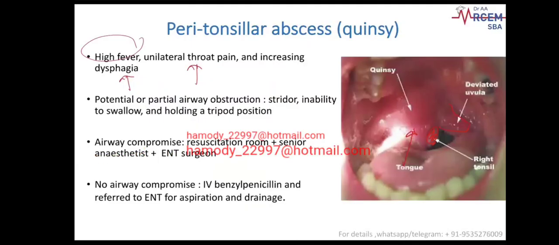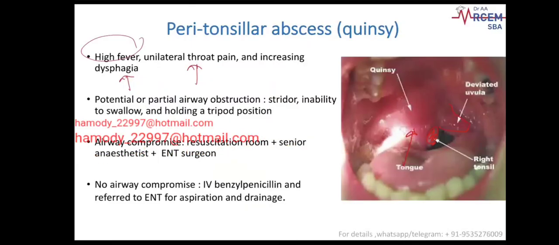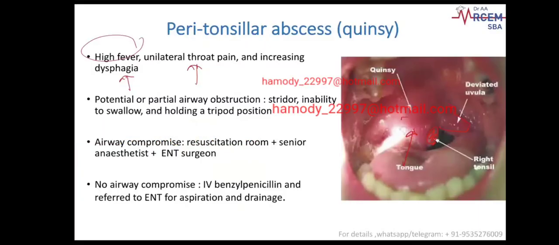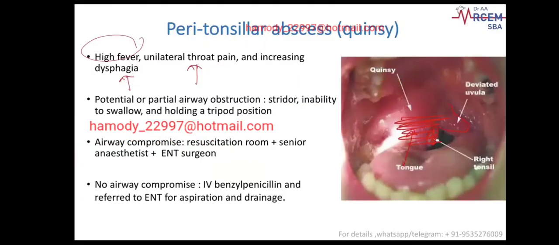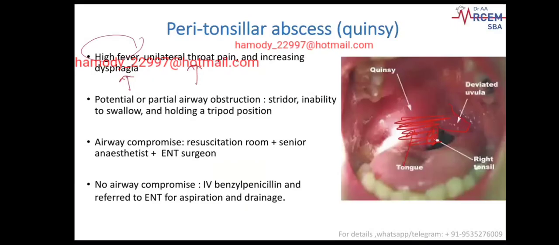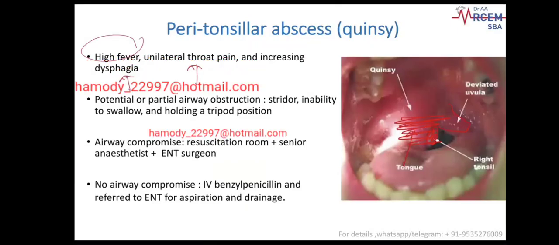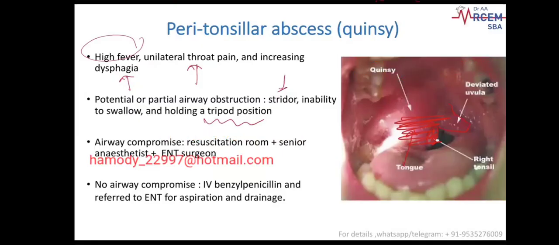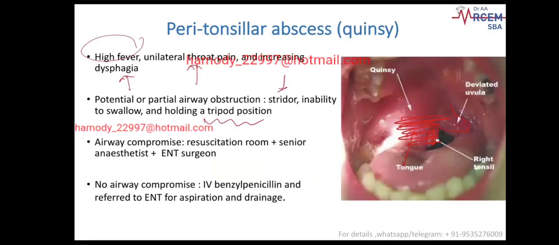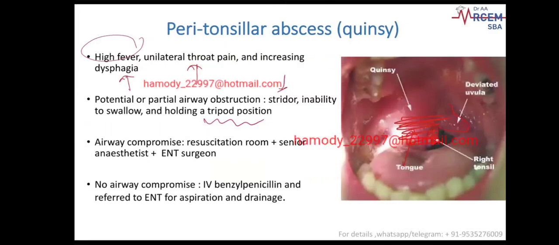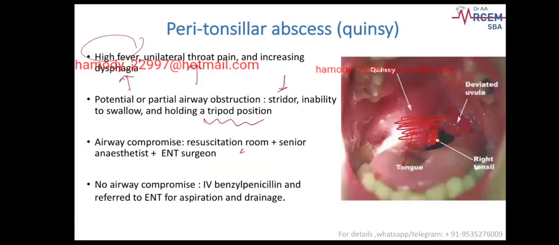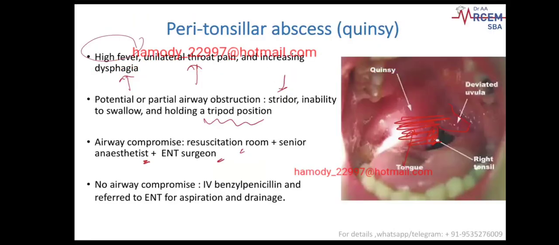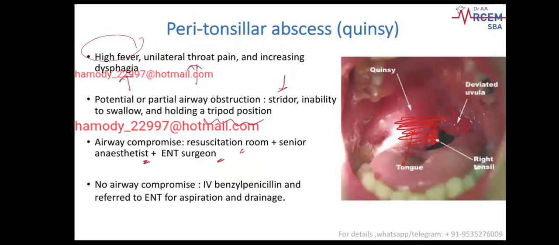Those are the typical terminologies they'll be using. Remember that if this abscess enlarges a lot, it can cause airway compromise. So look out for symptoms like inability to swallow, drooling of saliva, tripod position, and stridor. These are all suggestive of an upper airway compromise or impending upper airway compromise. If you suspect an impending upper airway compromise, immediately shift this patient to the resuscitation room. Involve the senior anesthetist and ENT surgeons before you even do anything for this patient.